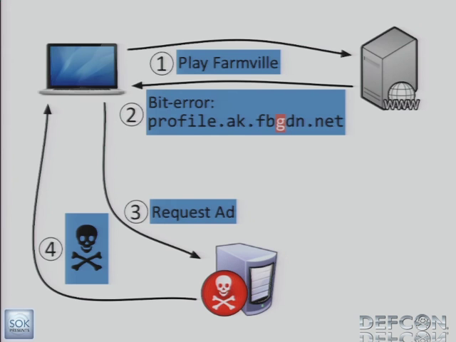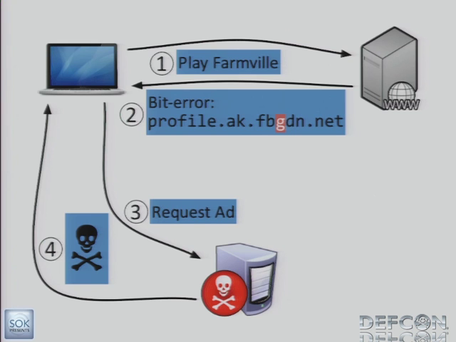You would play Farmville, and a bit error changes fbcdn.net to fbgdn.net. Once again, this bit error gets cached somewhere in the Farmville cache, gets served up to 130 different people who request ads from me. And of course, you don't have to send them ads. I chose to send 404s, but there's no reason somebody malicious couldn't send them some choice JavaScript. And that's it for event B.